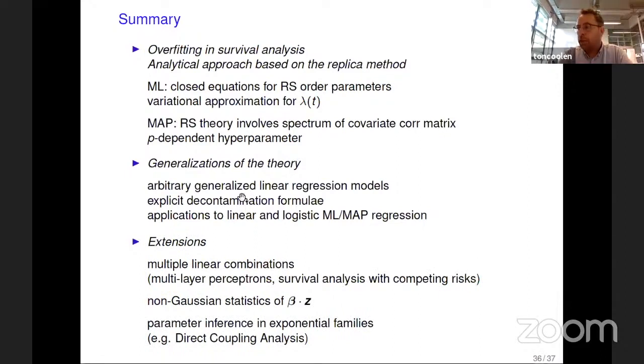Of course, I could also do the ordinal class regressions. There are many generalized linear models. And other extensions that we are now looking at are those, for instance, where you have not one dot product, but multiple ones, which is the case in multi-layer neural networks, which is the case in survival analysis with competing risks, or where this dot product is no longer described by Gaussian statistics. Or another area is where you don't have input-output models, but you have parameter inference in exponential families. For instance, when you want to infer graphs, like in direct coupling analysis. And also there we can see that the same methodology can be used.